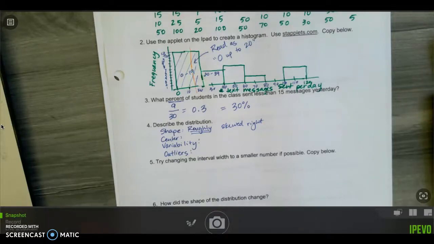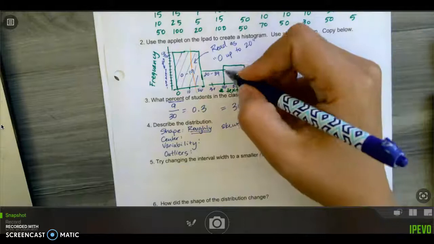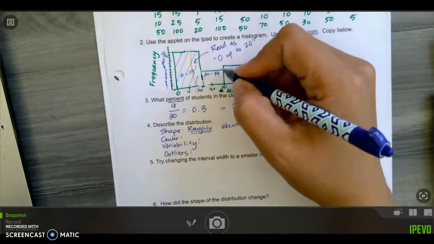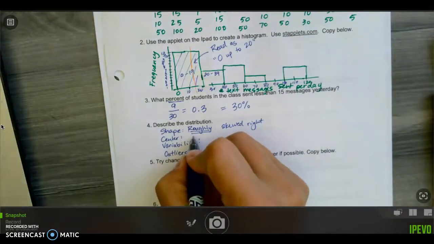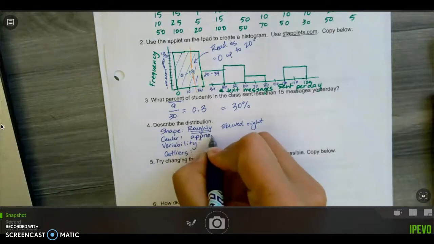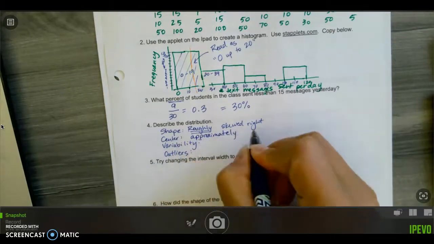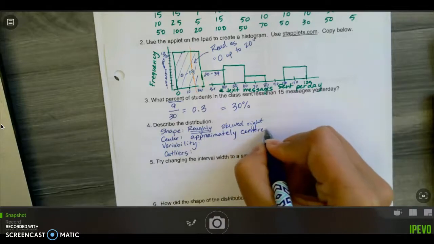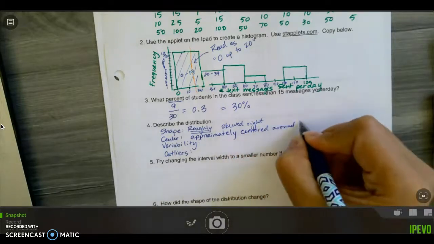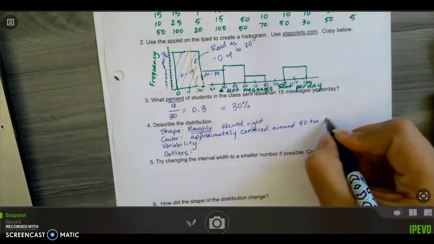Now, the center of the data. We're going to talk about how to measure this exactly in later lessons, but we want to know where half of the data is. I want to know about what the midpoint is. I'm going to say that the middle is roughly about 40. So I would say the data is approximately centered around 40 text messages per day.